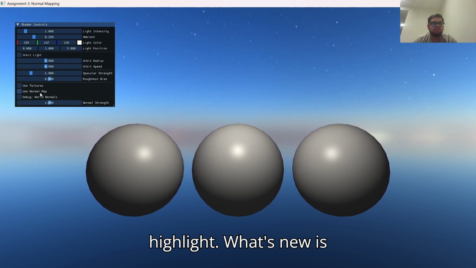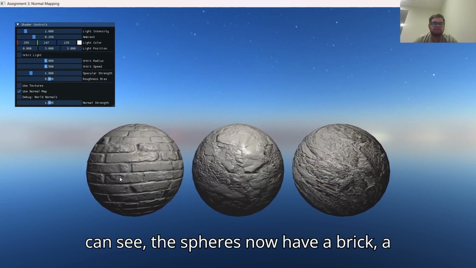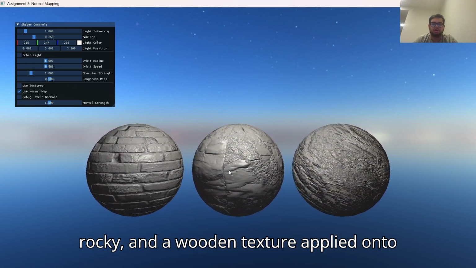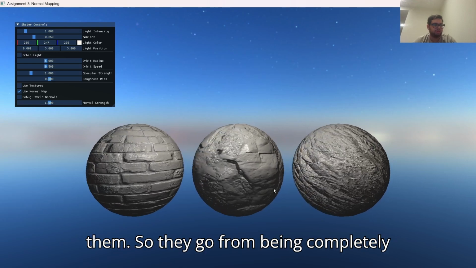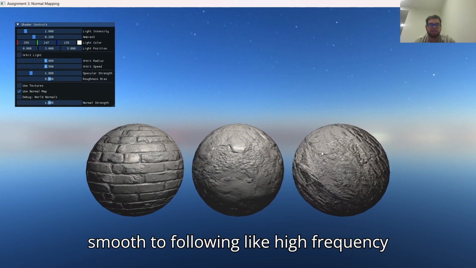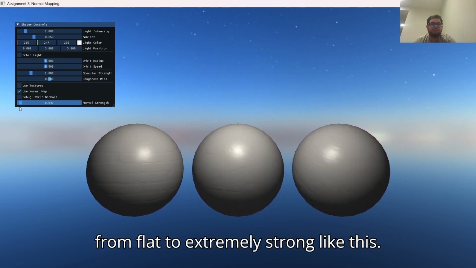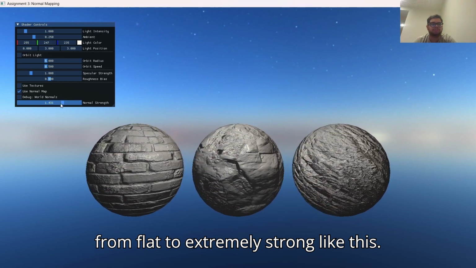What's new is that I have this toggle here that allows me to trigger the normal map. And as you can see, the spheres now have a brick, a rocky, and a wooden texture applied onto them. So they go from being completely smooth to following high frequency detail with proper geometry. And we can tweak the normal strength to see it going from flat to extremely strong like this.